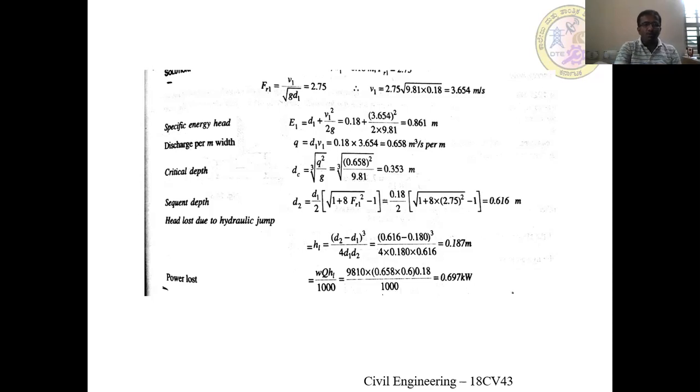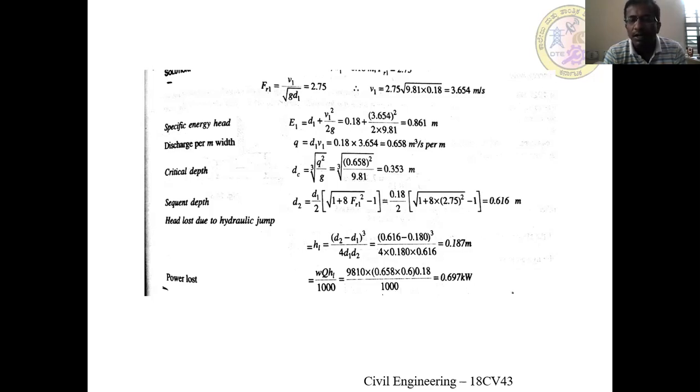Discharge per unit width. So q equals d1 v1. We know d1, we know v1. So we get 0.658 meter cube per second per unit width, where unit means per meter. Once you know the value of q, it is easy to find the critical depth. dc or yc equals cube root of q square by g. So we substitute the values of q and g and get the critical depth as 0.353.